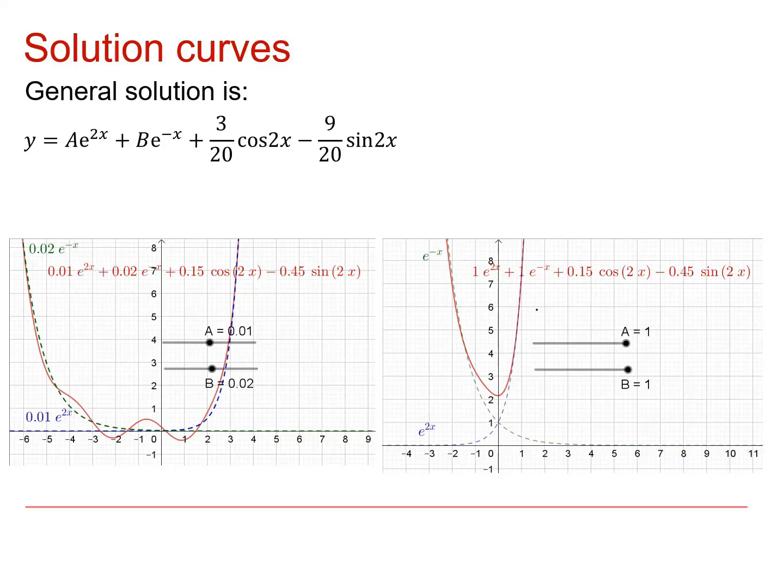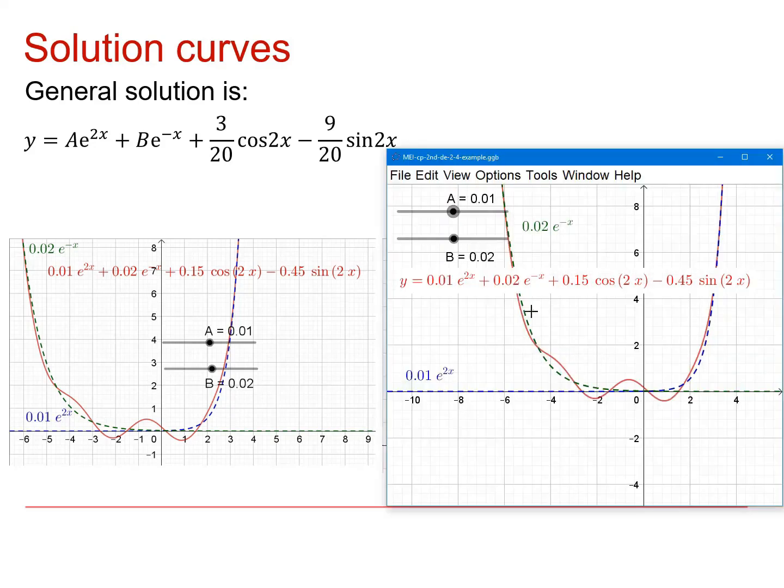If you look at the right-hand one, you'll see that because a and b are so much larger, the effect of the wiggle in the middle is somewhat ironed out, and that means that these two parts here don't really have as much effect in the middle. They're overshadowed by the size of e to the 2x and e to the minus x.